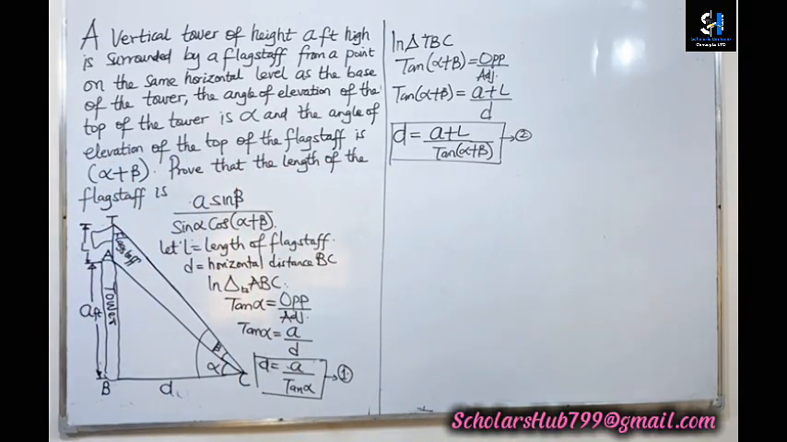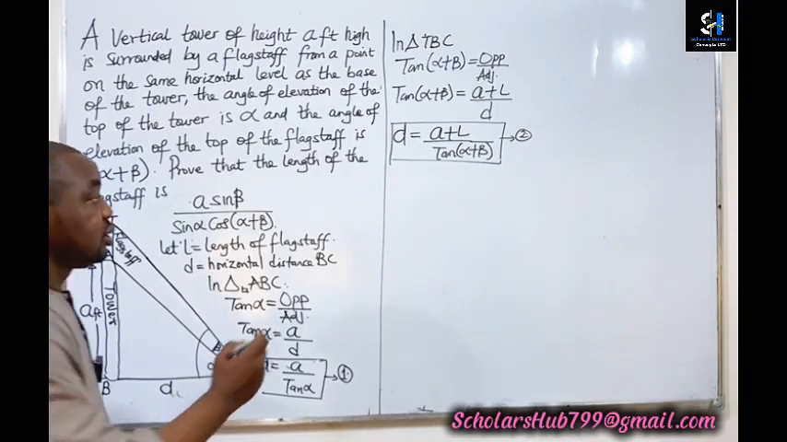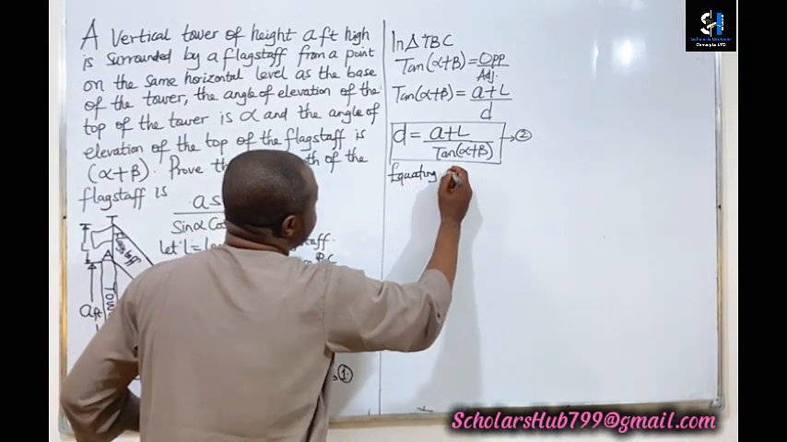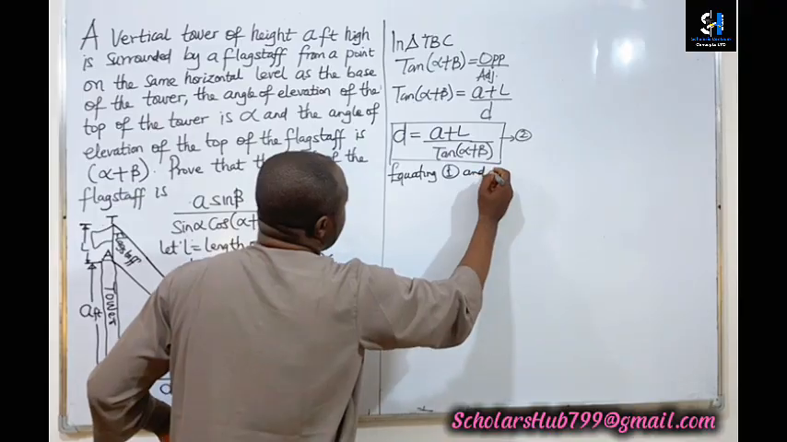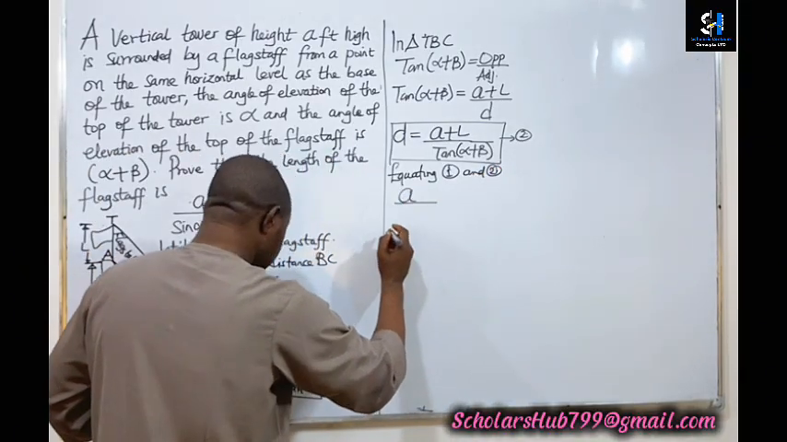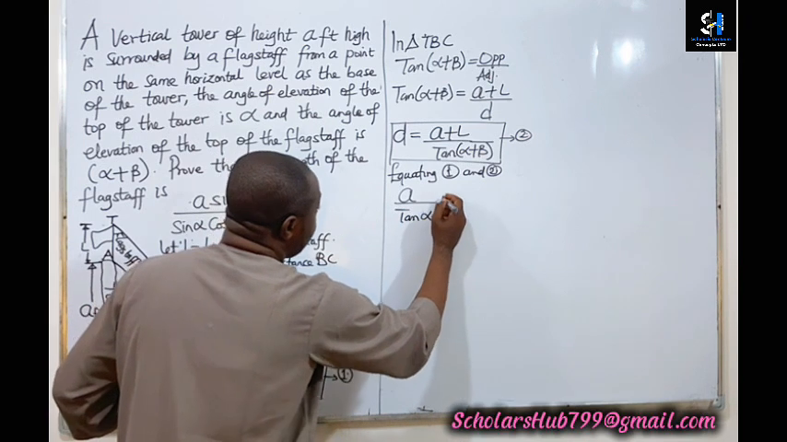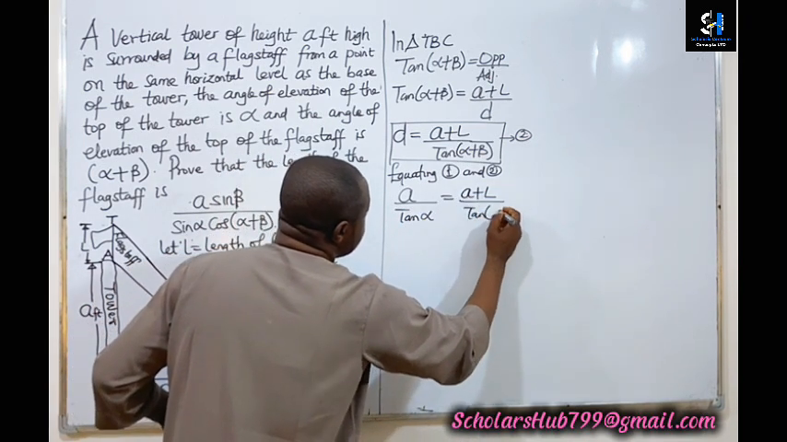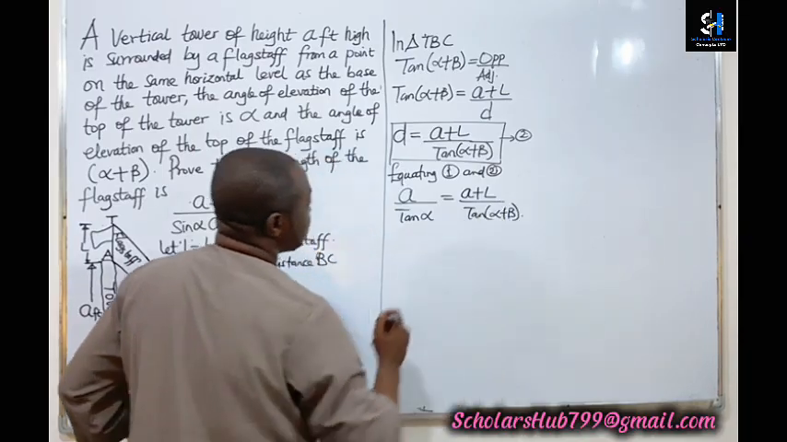That's the second equation for D. Now, we can equate equation 1 and equation 2. For 1, we know that A divided by tan alpha equals A plus L divided by tan alpha plus beta.